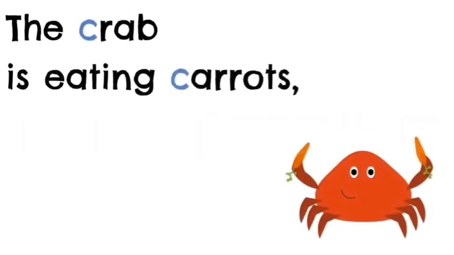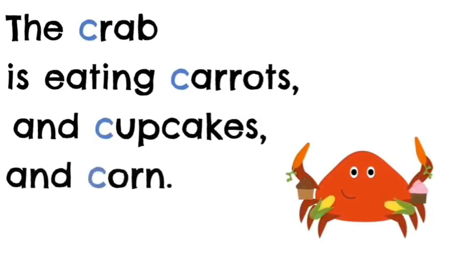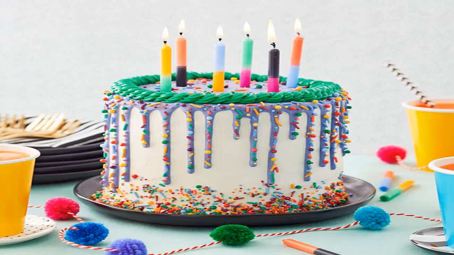The crab is eating carrots and cupcakes and corn. Carrots and cupcakes and corn. And then we have cake. C, K, cake. K, K, cake.